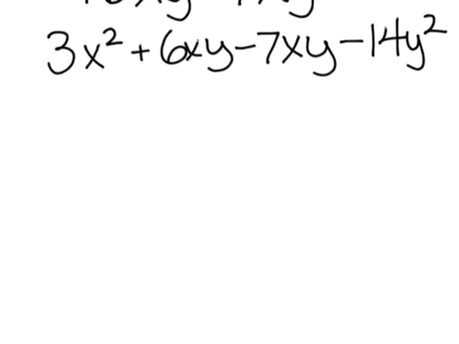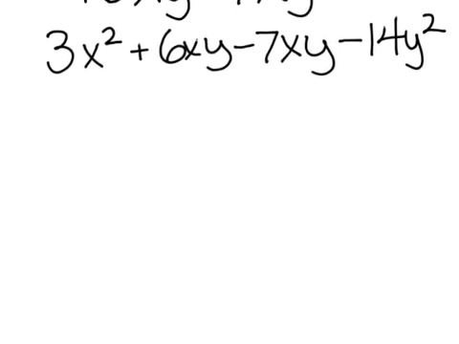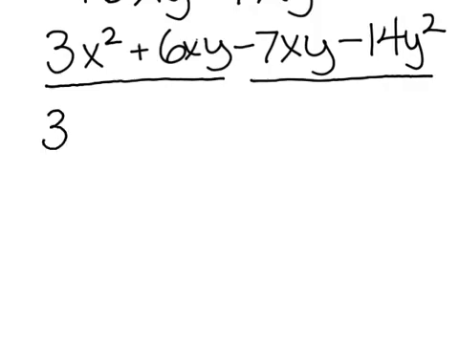So let me move this up so I have a little bit more room to work with. And we're going to go ahead and take the first two, group them together, and the last two, and group them together. Looking at this first pair, we want the greatest common factor for both of them. You notice both of them can be divided by 3, but they also both have an x in them, so we're going to go ahead and factor out 3x. When we do that, we're going to be left with x plus 2y.